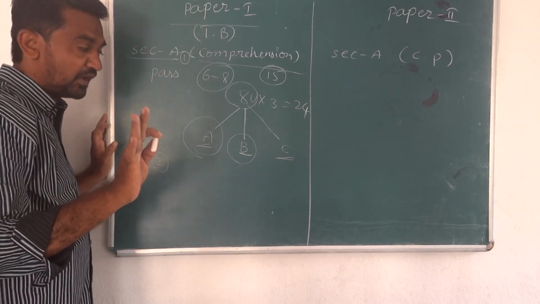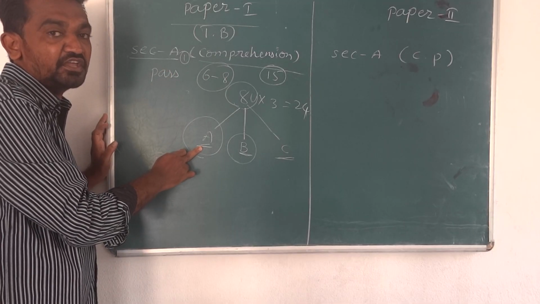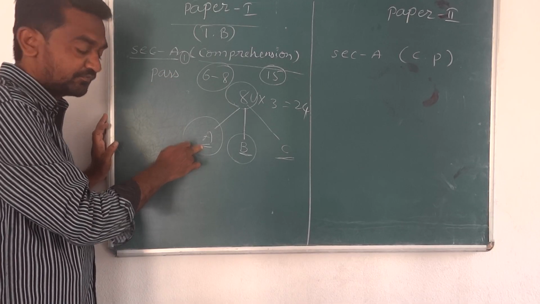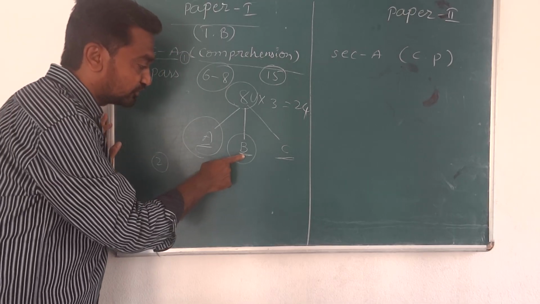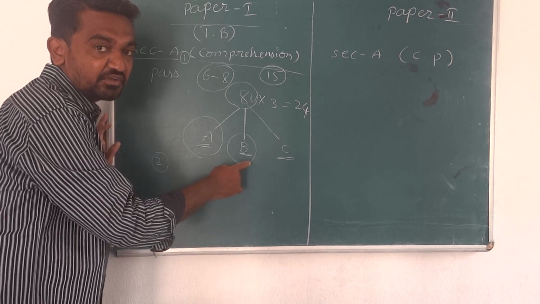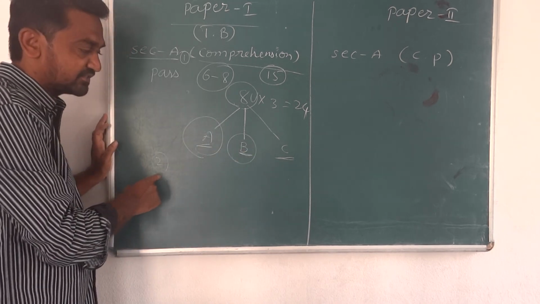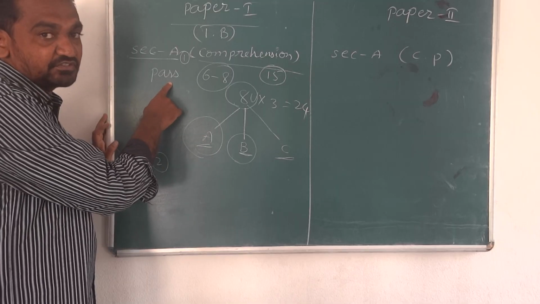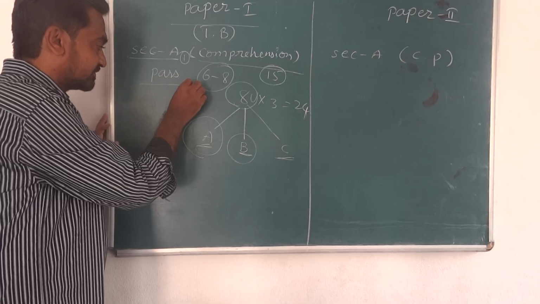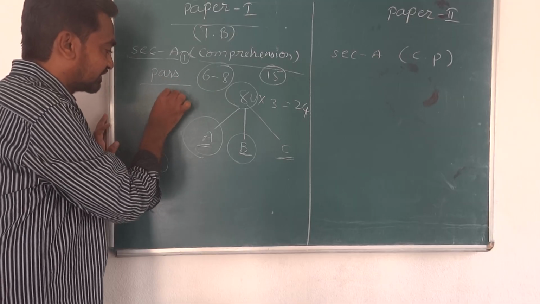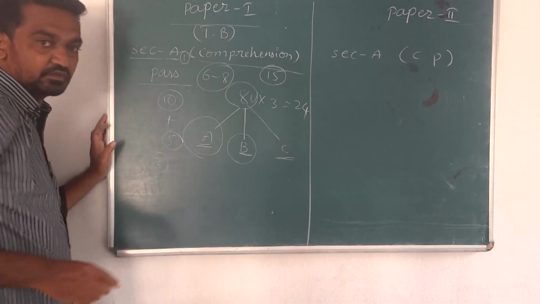If you want to answer the questions of the first passage, then you have to go through the A readings of all units. If you want to answer the second passage, then you have to go through the B reading and C reading of every unit. Total, this section carries 15 marks. The first passage carries 10 marks, and the second passage carries 5 marks.